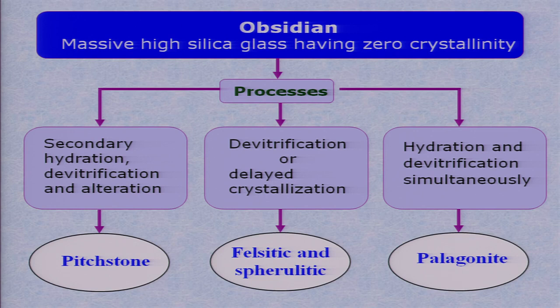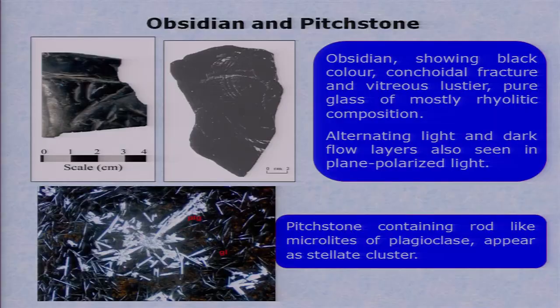Second one is the devitrification process or delayed crystallization, which gives rise to felsitic or spherulitic texture. Third one is hydration and devitrification simultaneously taking place and giving rise to a variety of mineral also known as pelagonite. I will show you all these varieties of rocks and minerals stepwise. First, obsidian and pitch stone. Obsidian showing black color, it is pitch black in color. So, we call it pitch stone.